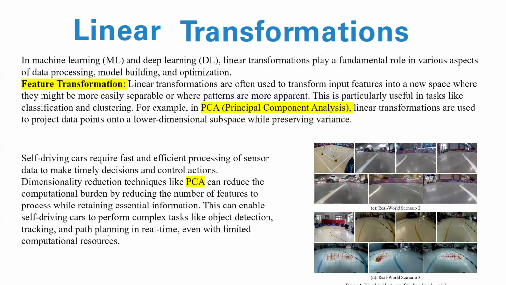So as you see, we have a real-world scenario. The data are like this. These are the images that a machine can see. They start detecting objects, the lanes, or any object on the road. And it requires a timely, fast, and efficient method to detect these objects. One of them is using PCA.